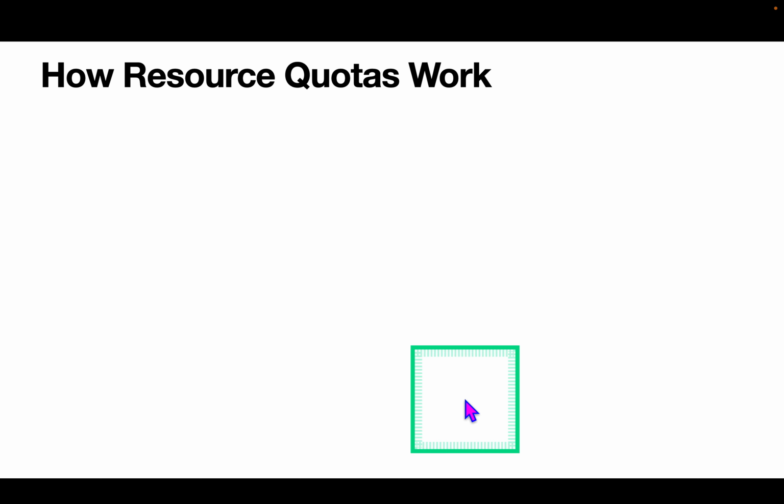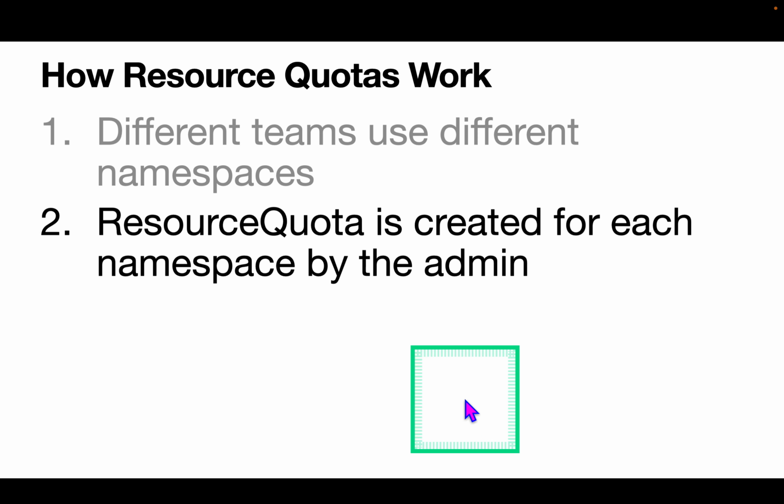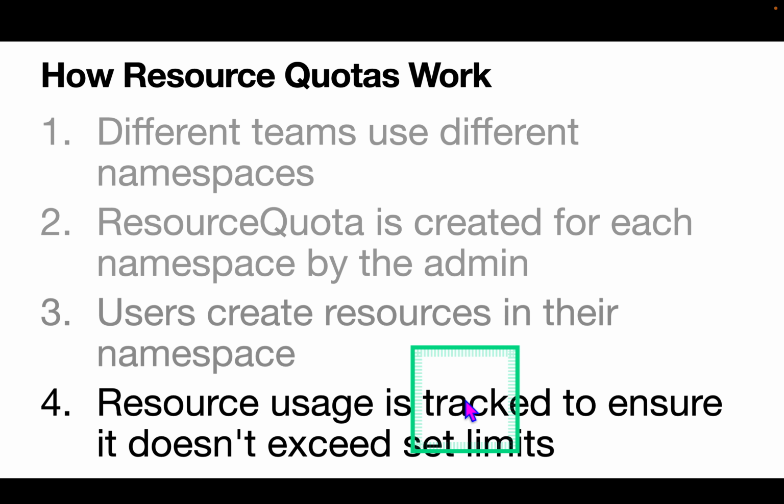So how do resource quotas work? Different teams work in different namespaces, which can be enforced with role-based access control. The administrator creates one resource quota for each namespace. Users create resources such as pods, services, etc. in the namespace. The quota system tracks usage to ensure it does not exceed hard resource limits defined in a resource quota.